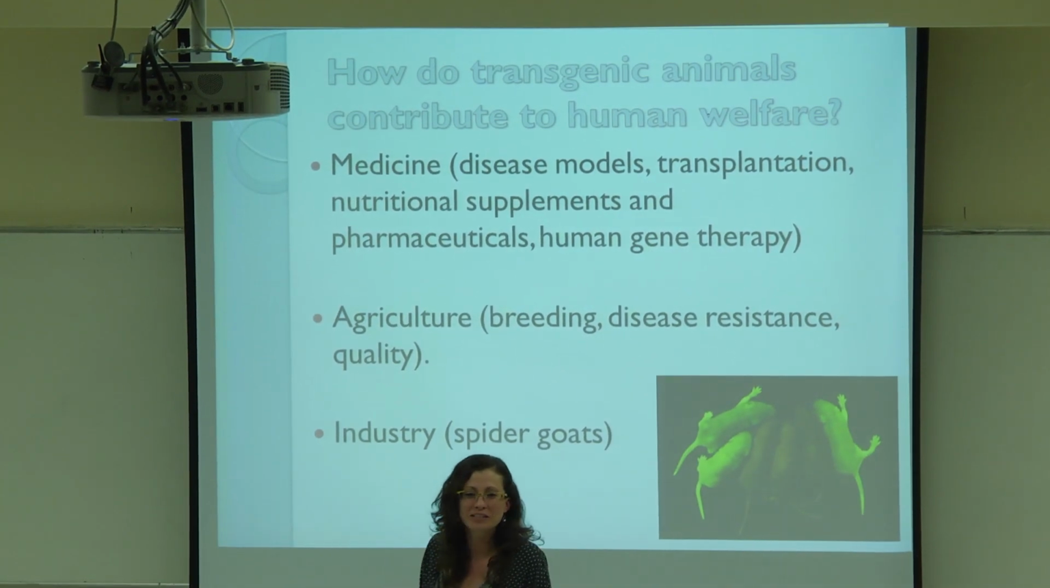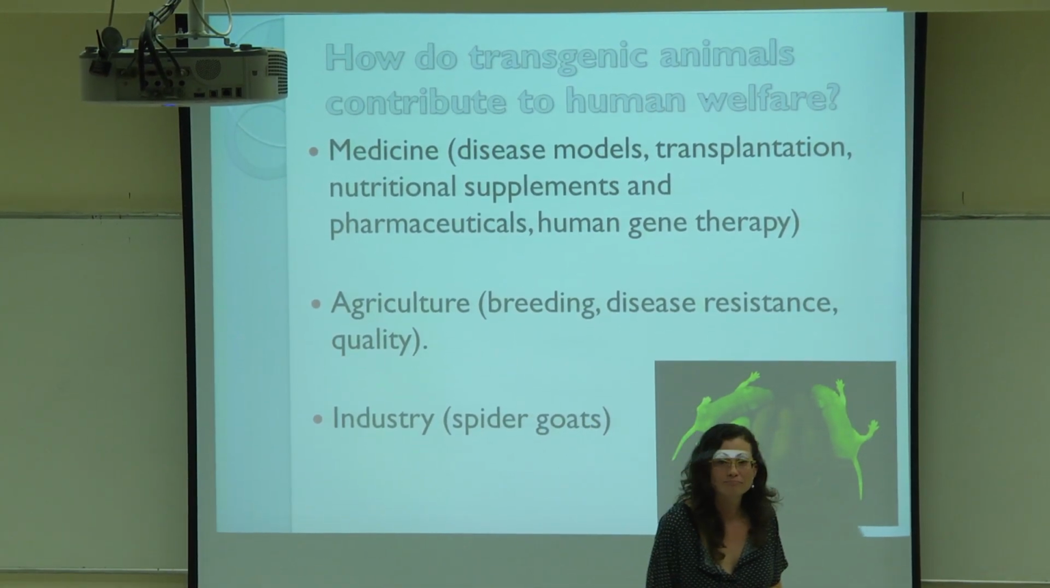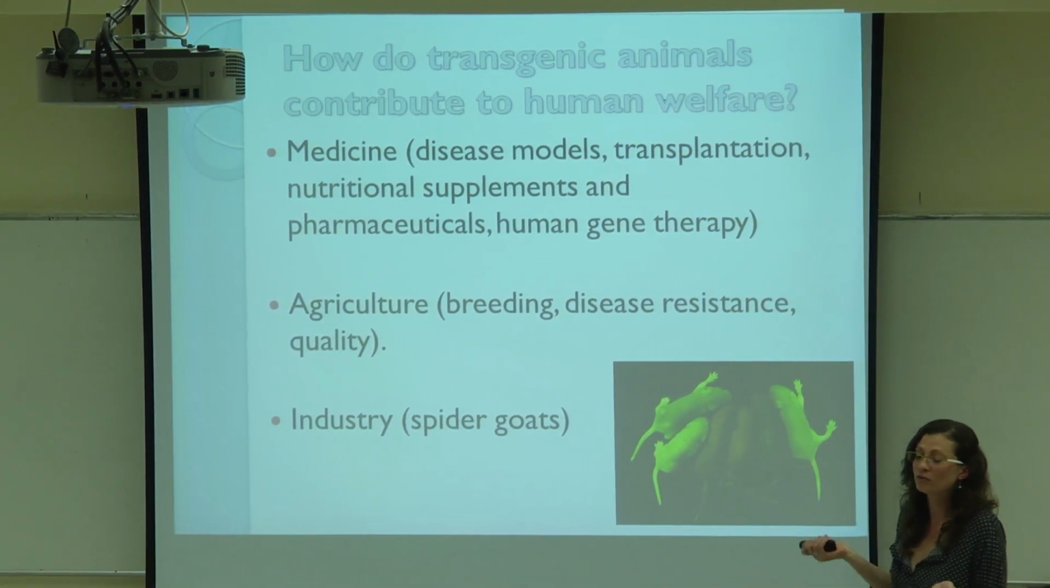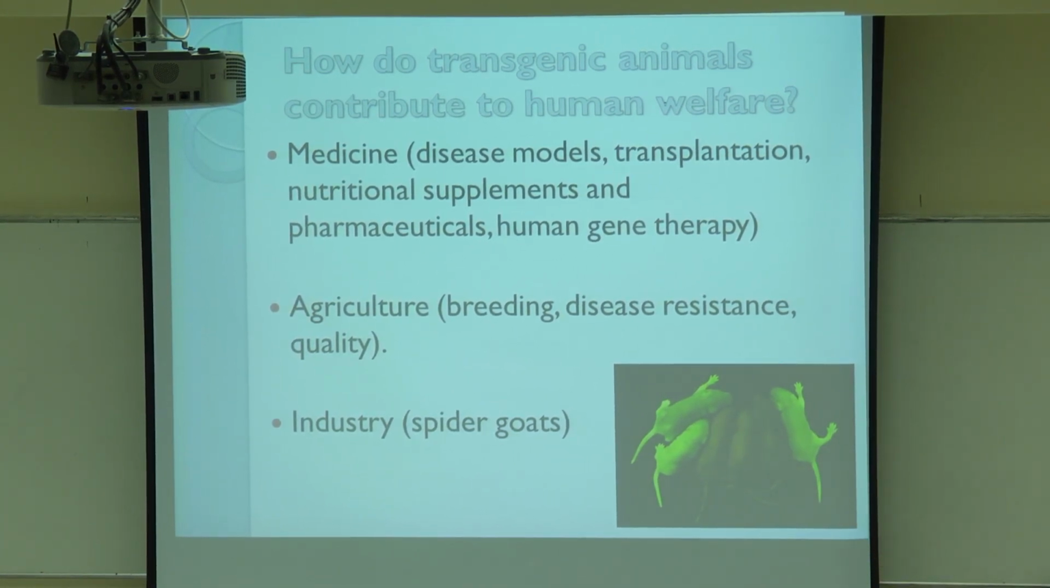Why do we need silk? It's expensive. People want it for clothes. So what someone did is to clone it in the goat, and then the goat produces milk with the silk. And then the silk can be used for other things.